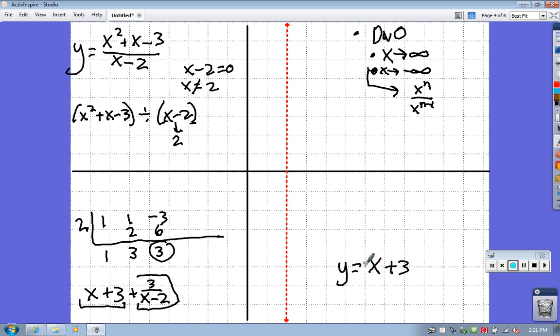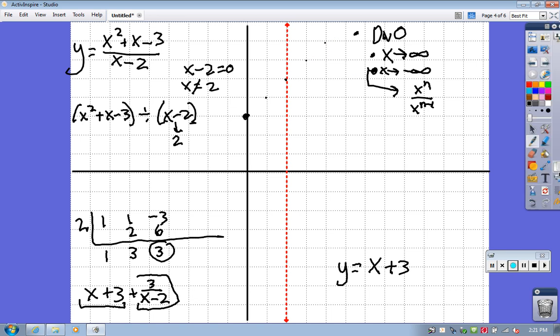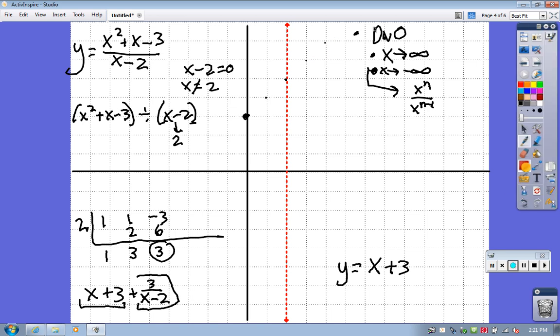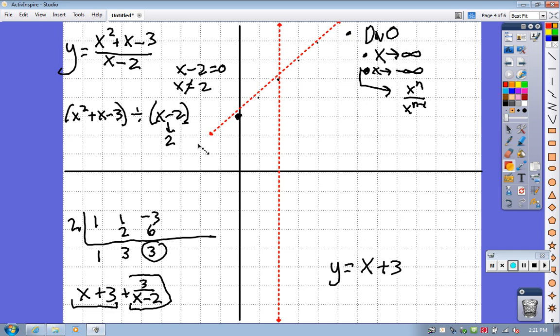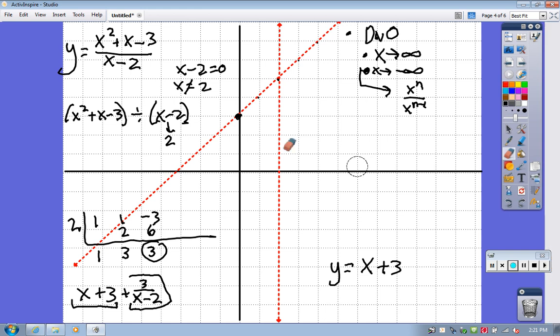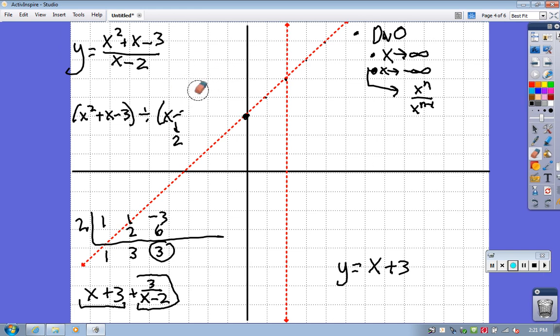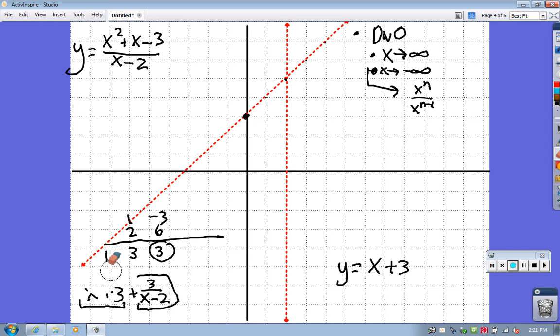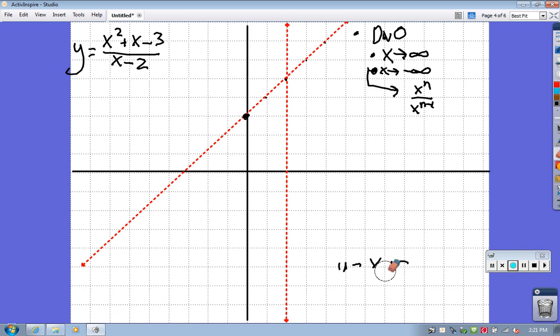So think about that as a slope of 1, y-intercept of 3: 1, 2, 3, right? Over 1, up 1, over 1, up 1, over 1, up 1. So there's my slant asymptote, just that line, y equals x plus 3. And that's good news. I have my asymptotes in there, to frame out where the rest of the shape takes place.